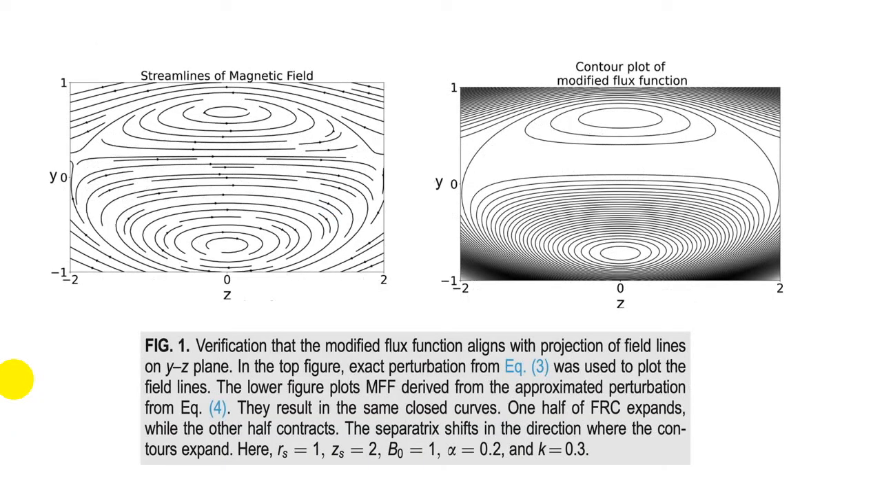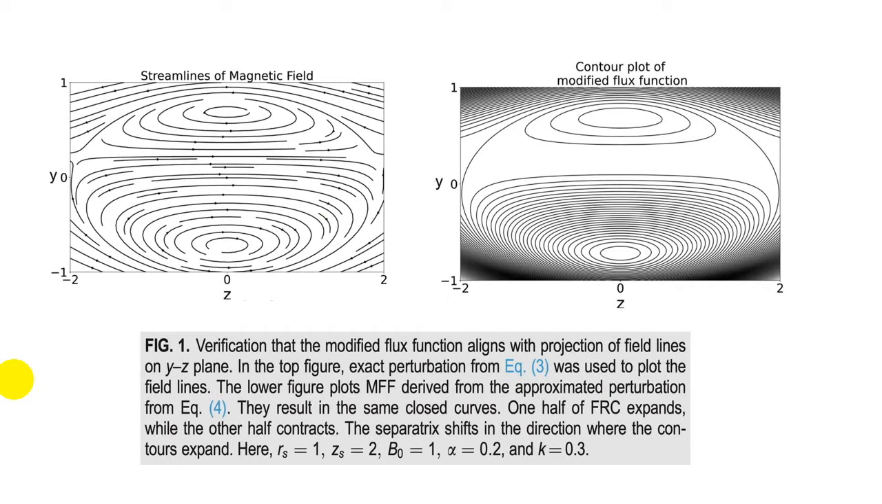And what we're plotting here is the magnetic field when we're simulating it. Now we see that if you plot the contours of the modified flux function, they exactly line up, right? So you can use this flux function to get all this information and arrange it in a really concise way here.